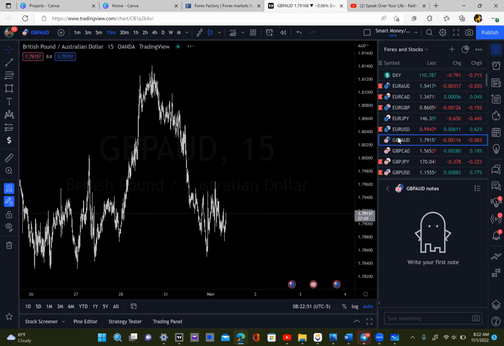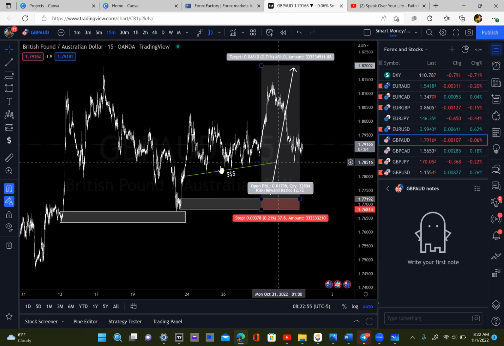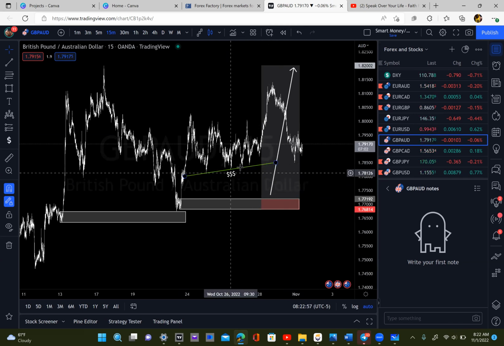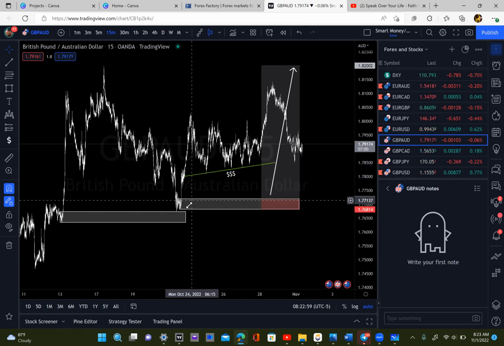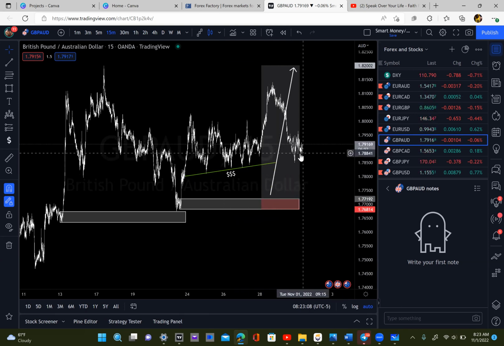Nothing worth noting. This right here, still same thing. Consolidation. I mean, liquidity building up. I missed this trade opportunity right here. I missed this one. Waiting for it to come back here. Still building up liquidity on the bottom side.